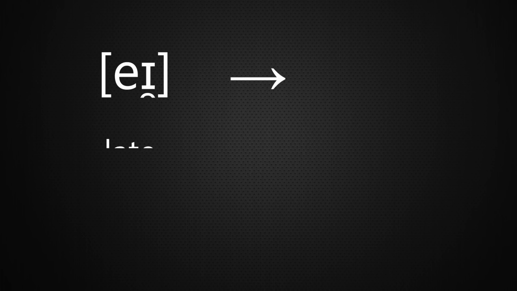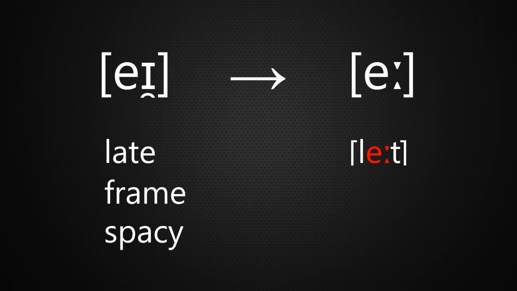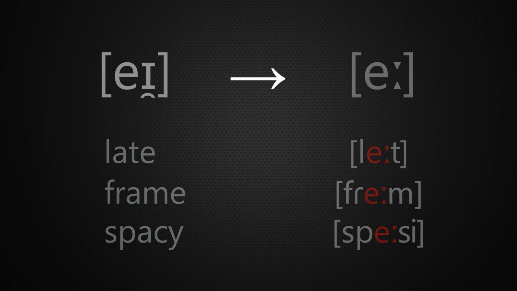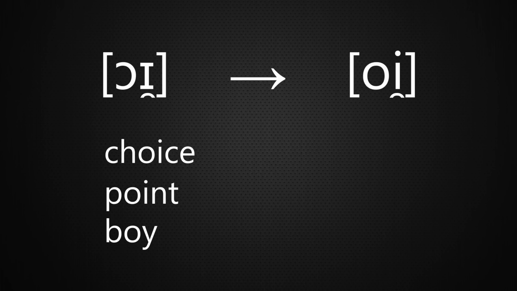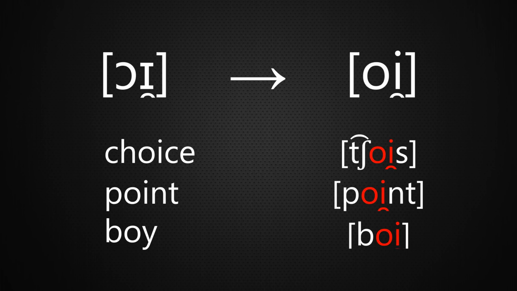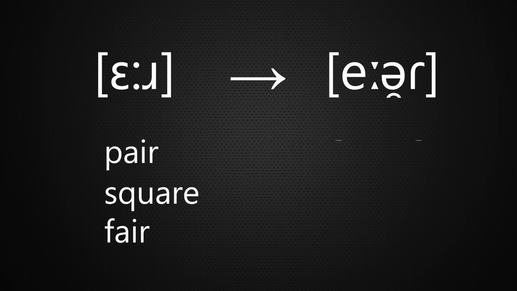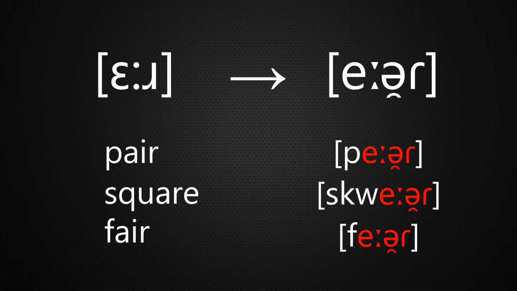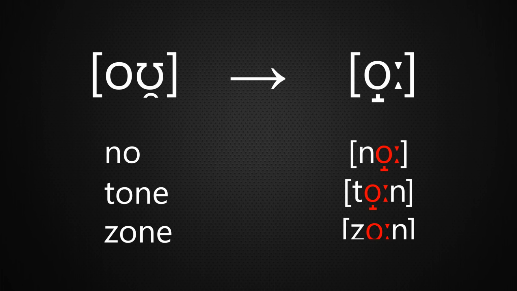The A in late, frame, or spacey gets reduced to E, so late, frame, and spacey. The oi in choice, point, or boy gets fronted to oi, so choice, point, and boy. The air in pair, square, or fair turns into air, so pair, square, and fair. And the O in no, tone, or zone gets reduced to O, so no, tone, and zone.